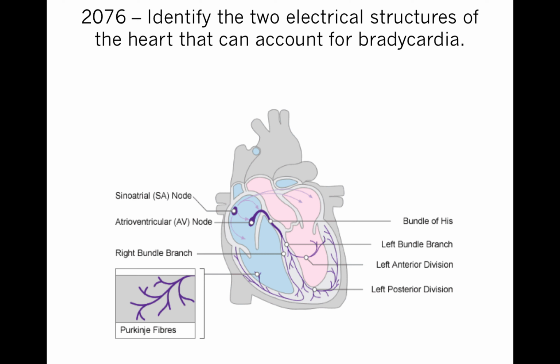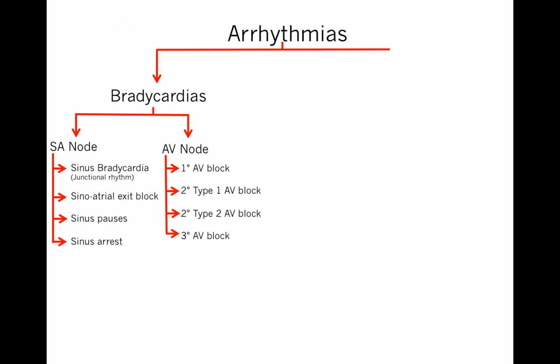So identify two electrical structures of the heart that can account for bradycardias. These are the sinus node and the AV node. Both could be susceptible to either conduction blocks or automaticity, or reduced automaticity. So we break down bradycardias by either being caused by a problem with the sinus node or being caused by a problem with the AV node.